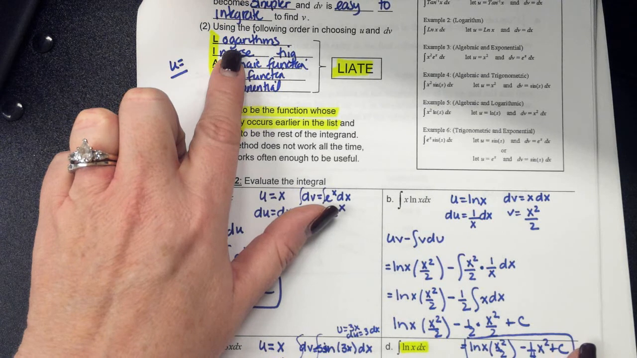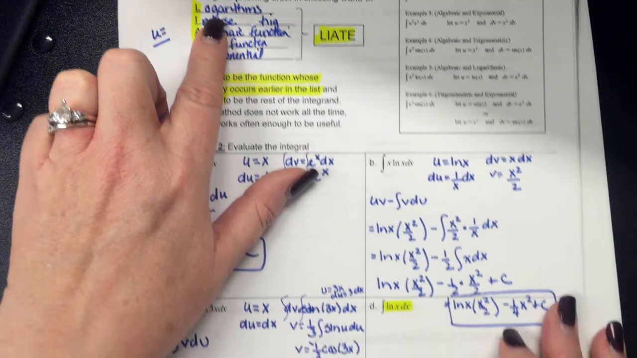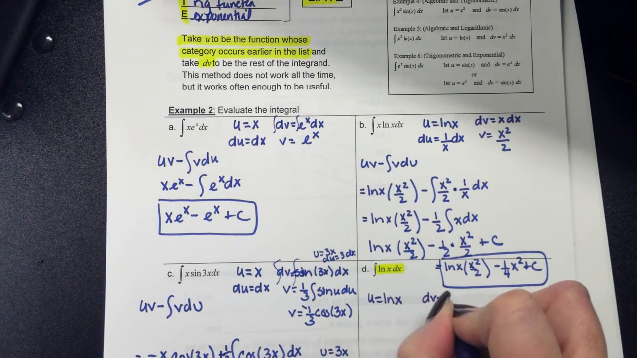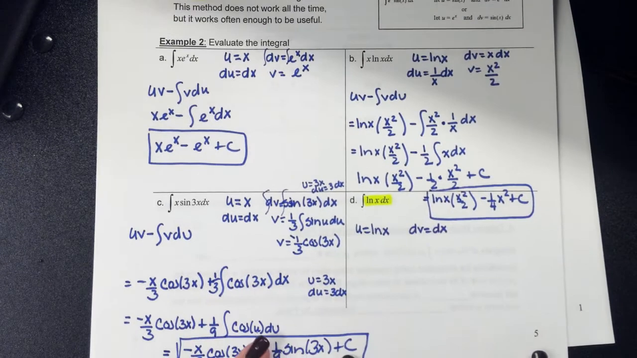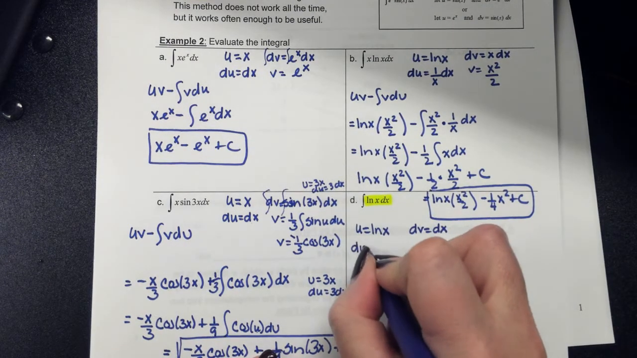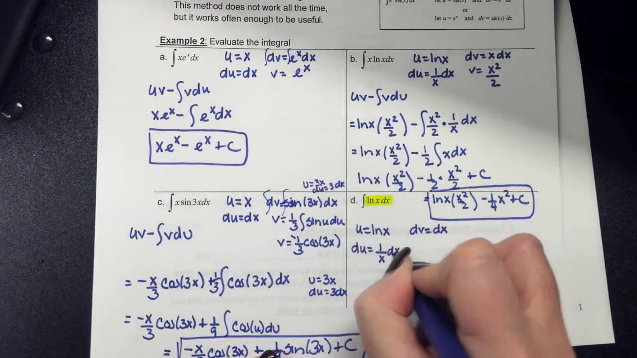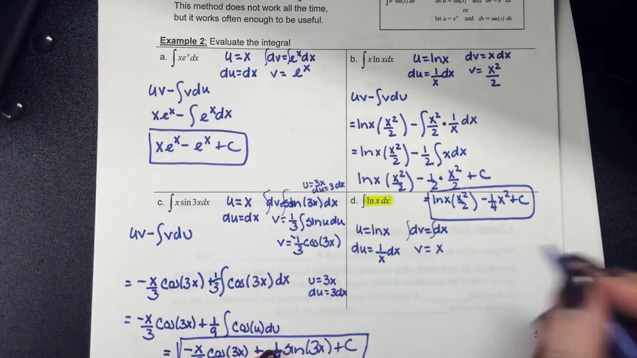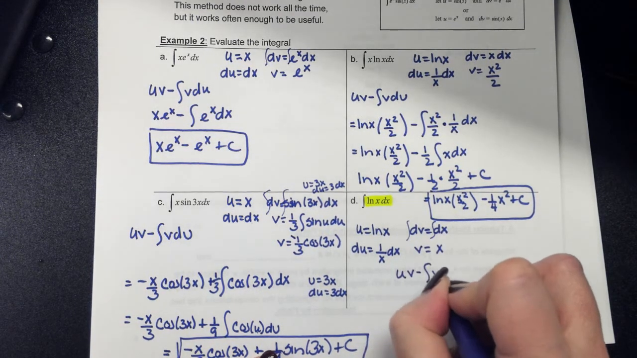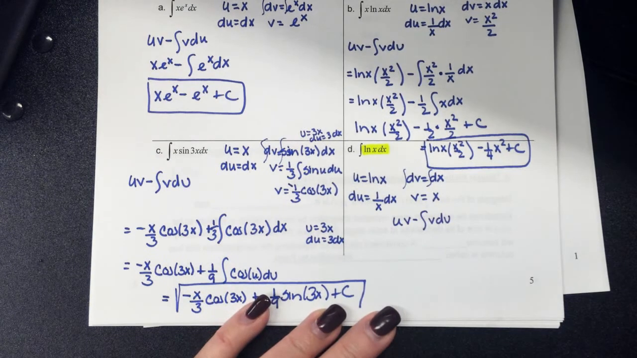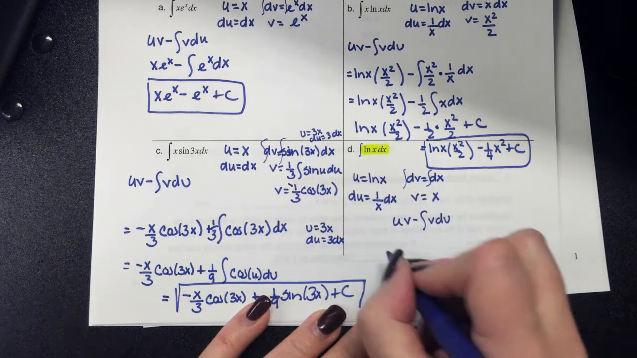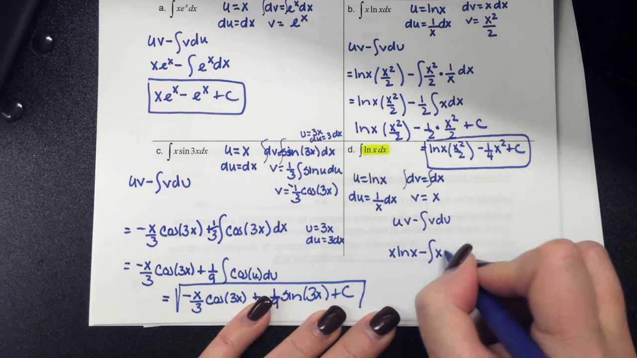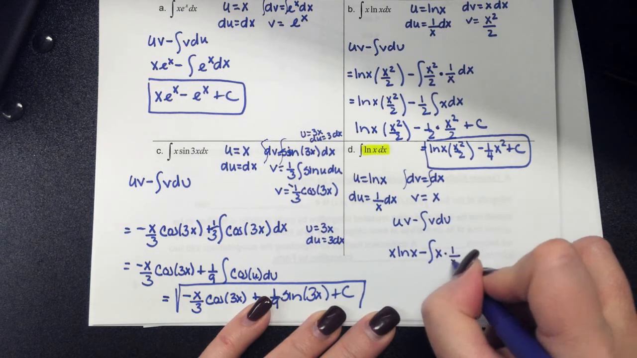So again, using LIATE, I can let my natural log of x be equal to my u. So u is equal to the natural log of x. My dv is just going to be my dx, because I can integrate dx. So du is going to be 1 over x dx. When I integrate dx, v is just going to be equal to x. So I can plug it into my parts, u times v minus the integral of v times du. So I can take u times v, which is x times natural log of x, minus my integral of v, which is x, times my du, which is 1 over x dx.